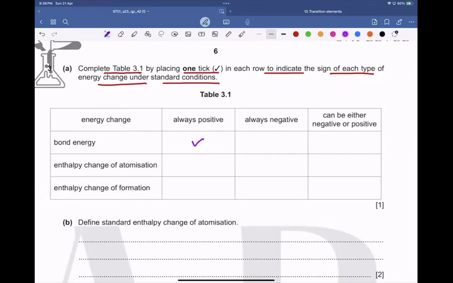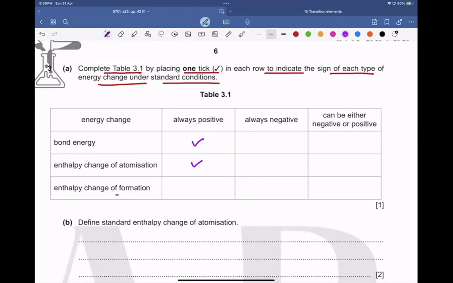Enthalpy change of atomization means to form 1 mole of gaseous atoms from the element. So when we make the gaseous atom from the element, the bonds are broken. So is it going to be positive, negative, or either? It is also going to be positive only, because it's the energy change to make 1 mole of gaseous atoms, and gaseous atoms are made from the elements, so the bonds need to be broken.